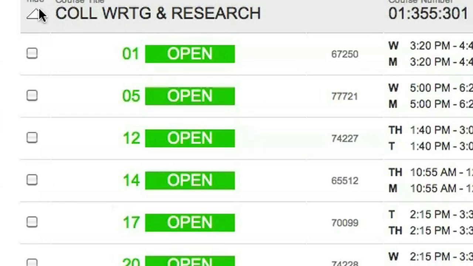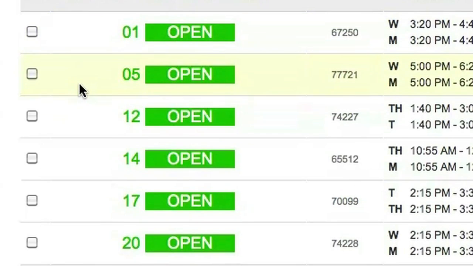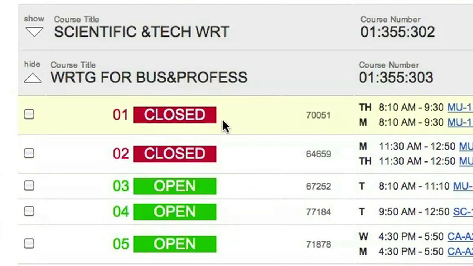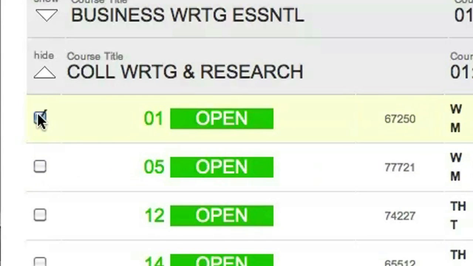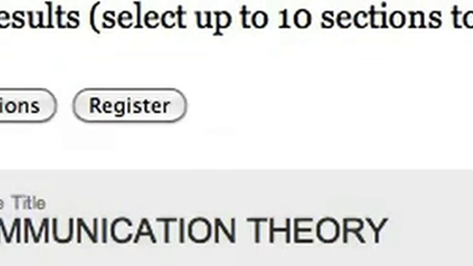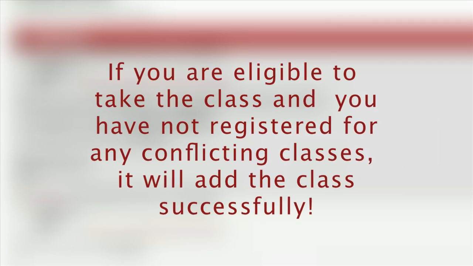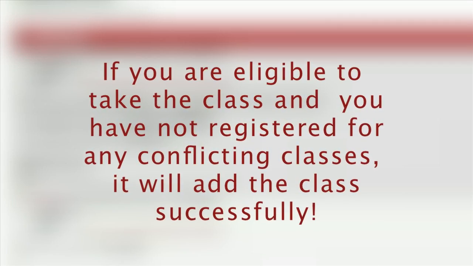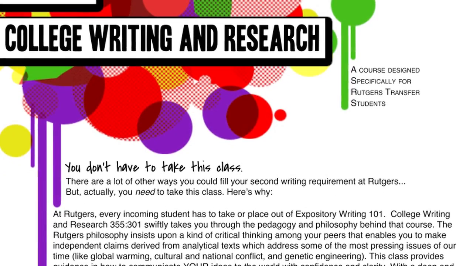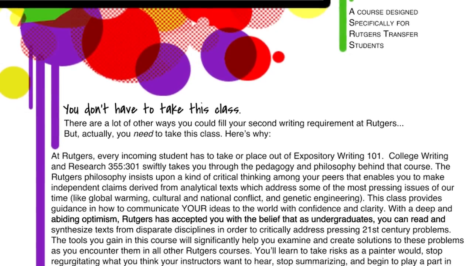In WebReg, open sections are marked open in green and closed sections are marked closed in red. If a class section is open, simply select the checkbox on the left, scroll up, and click Register. If you are eligible to take the class and you have not registered for any conflicting classes, it will register successfully. More information about this class is available on a handout in your Start A folder.